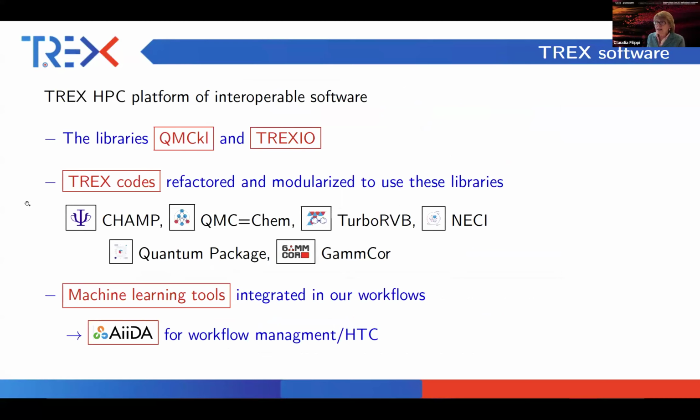These are real-space Quantum Monte Carlo codes: we have CHAMP, QMC=CHEM, and TurboRVB. Then there is NECI, which is full CI Quantum Monte Carlo. We also have two deterministic, high-accuracy codes: Quantum Package, for sophisticated selective CI type approaches, and GAN-Core, which handles various many-body approaches to study weak interactions in supermolecular systems. We also have machine learning tools integrated in our workflows, which use AiiDA for workflow management and high-throughput computing.